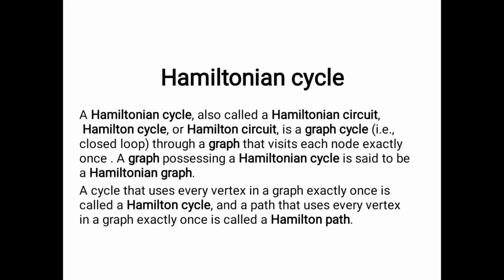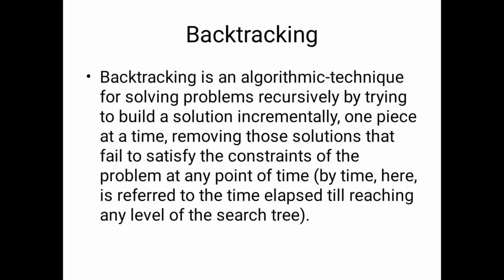Here is the definition. A cycle that uses every vertex in a graph exactly once is called a Hamilton cycle, and a path that uses every vertex in a graph exactly once is related to it.